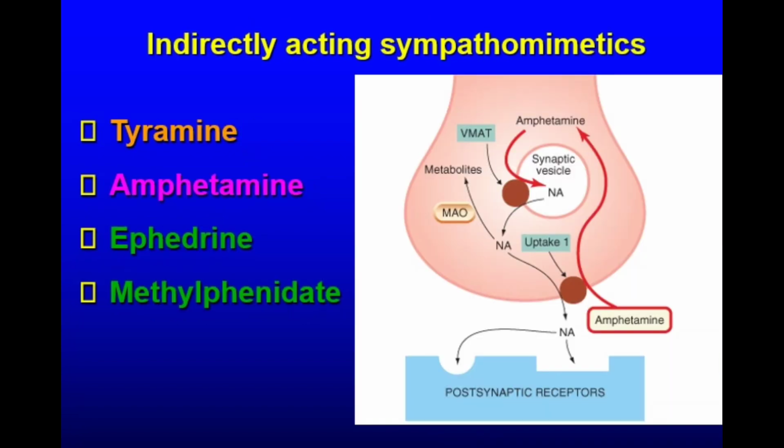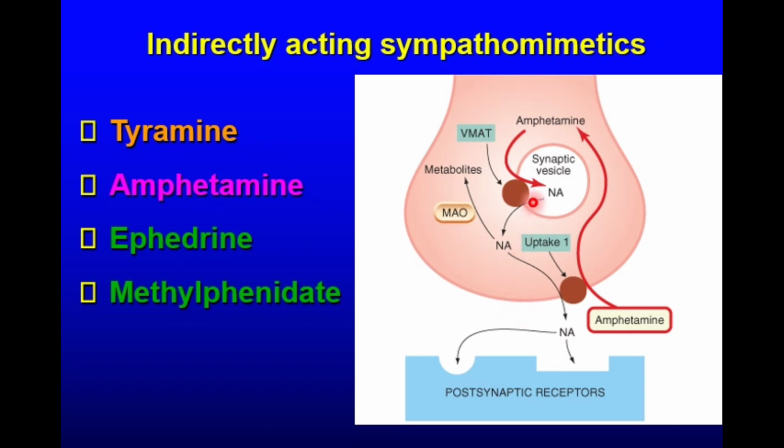Certain chemical agents such as tyramine, amphetamine, ephedrine, and methylphenidate are called indirectly acting sympathomimetics. These drugs act as substrate for noradrenaline uptake and gain access to the neuron. They are then transported into the vesicle and displace noradrenaline from the vesicle.